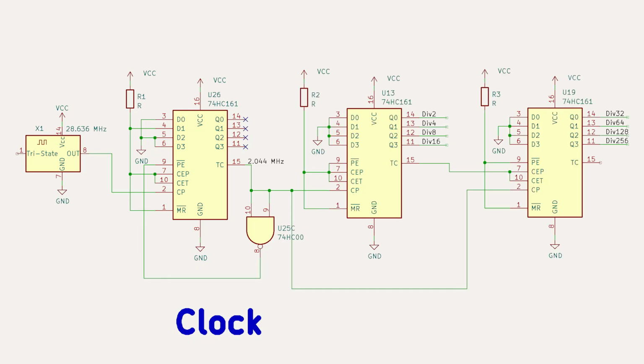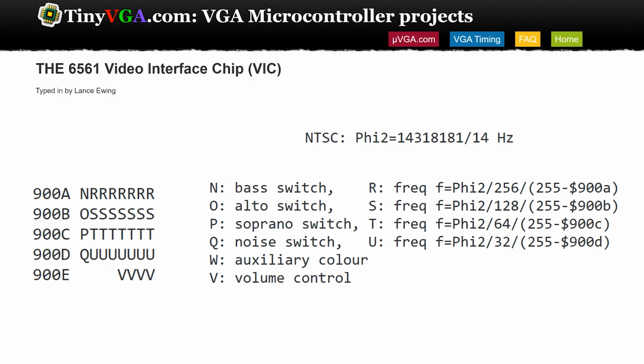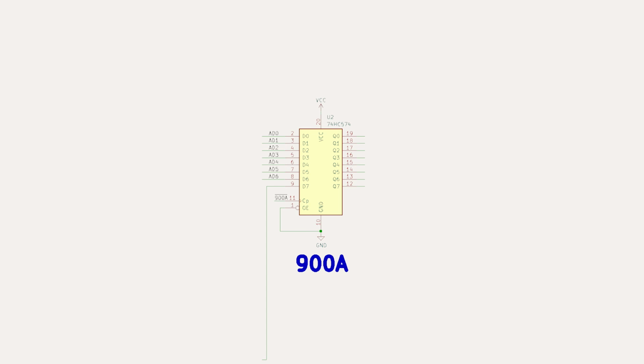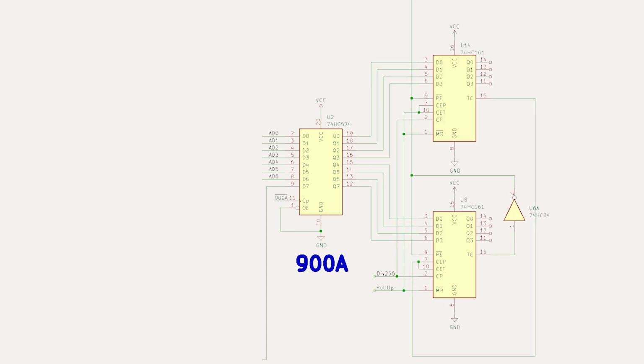I can use a pair of 74HC161s to generate the various frequency taps I need for the channels. Next, let's look at bass again. I want to further divide our signal by 255 minus the contents of the 900A register. I'll set up a register which reflects the value at 900A, and I can feed this into a pair of 74HC161s. I can use the same trick of inverting the terminal count out signal and feeding it back into the parallel enable signal. This means the counter will roll over from 255 to the value stored in the 900A register.